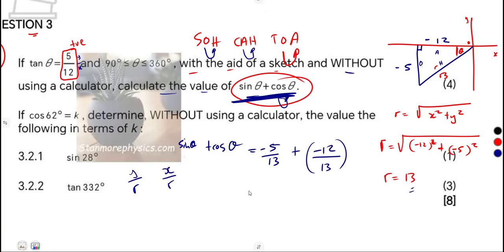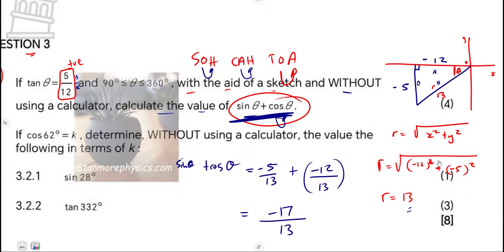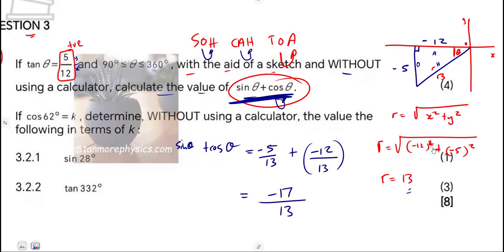So that is it. We can combine this since the denominators are the same. Simply add the numerators together. So that's -5 plus minus 12, which is going to give us a negative. So minus 5 minus 12 is minus 17 over 13. That means the sine of theta plus cos of theta, just like that, we can evaluate without using a calculator.